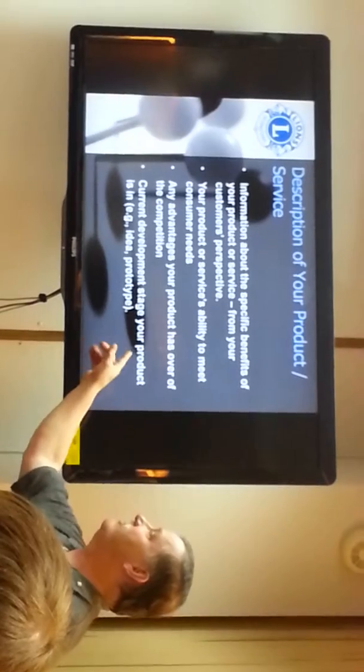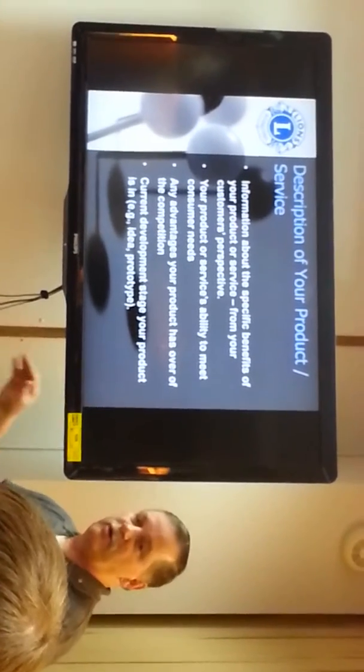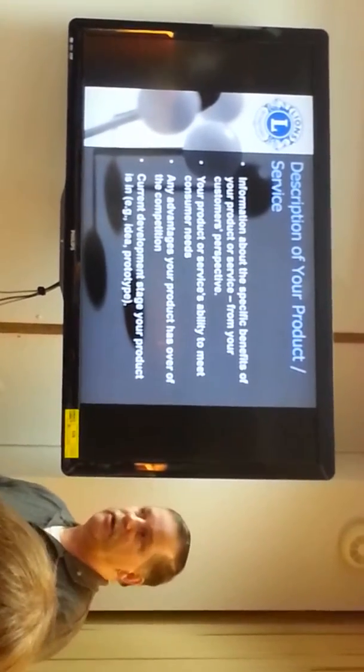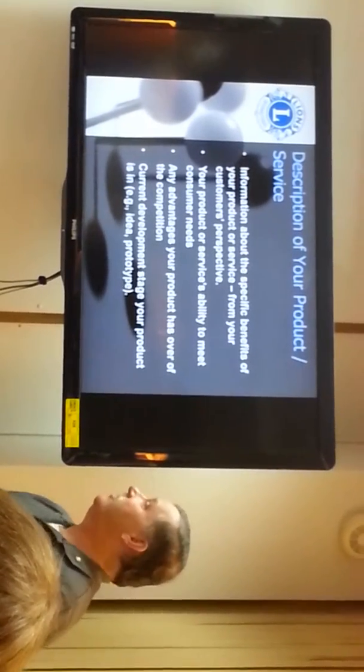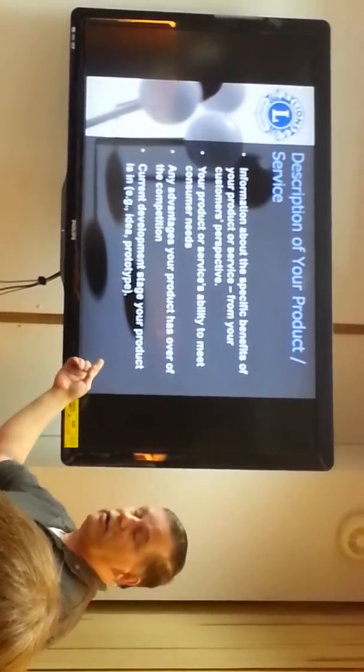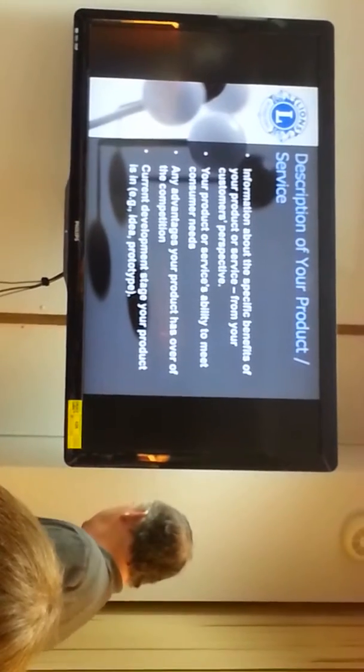And then lastly, speak to what stage of development your product is in. You may have a new and innovative product or service, and you need to know where it is in the life cycle.